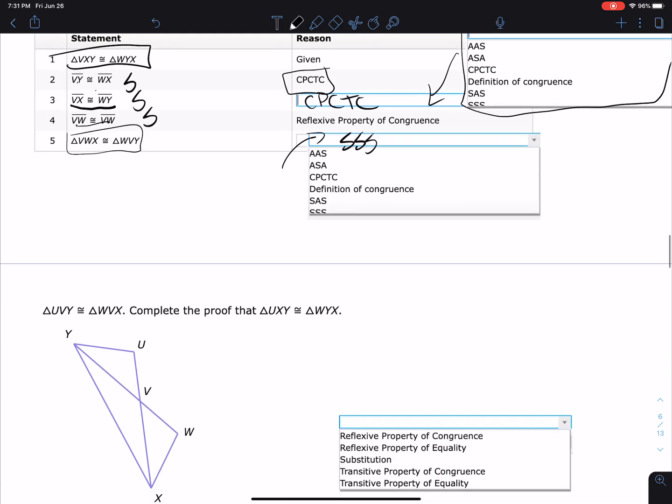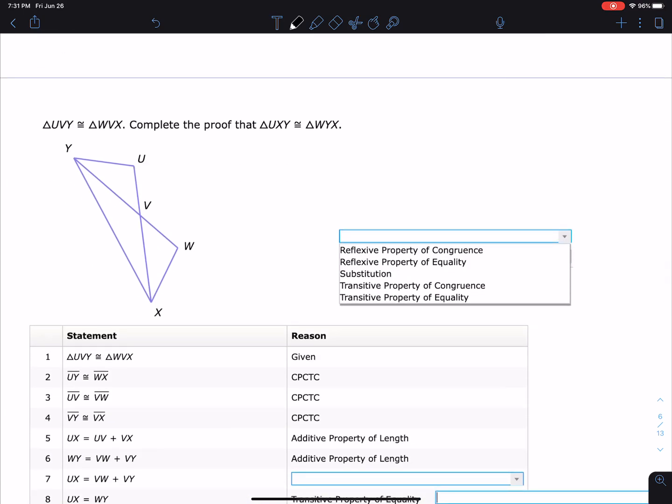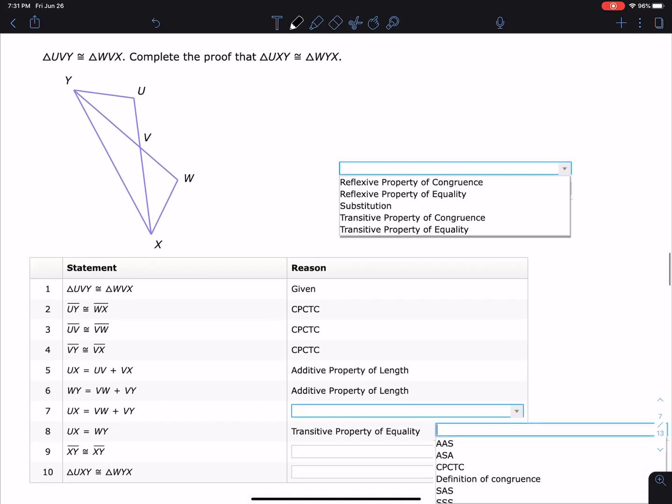Okay, you're going to see a lot more CPCTC in the next coming IXLs. So we'll talk about that more then too. Okay, so let's see. What do we got going on? All right. They're giving us two triangles are congruent, and then they're using CPCTC to say so are the parts. Now look, anytime you've got an additive property of length twice, the next thing's substitution, but make sure it is.